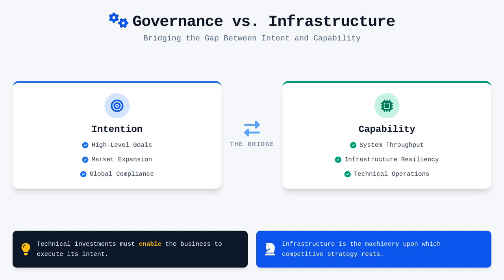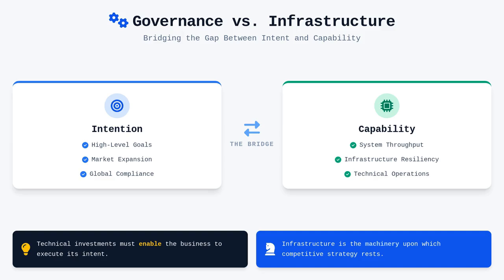By treating services, infrastructure, and applications as a core component of the governance system, we bridge the gap between technical operations and executive foresight. This component forces us to ask whether our technical investments are actually enabling the business to do what it intends to do.